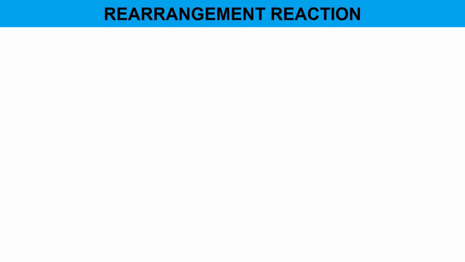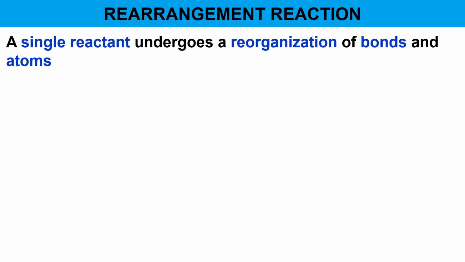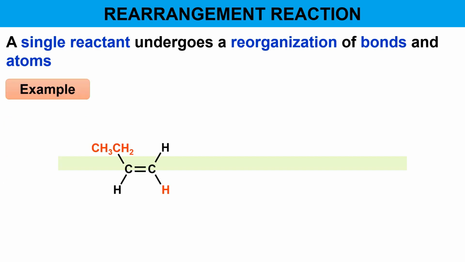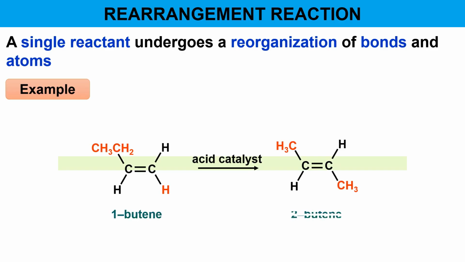Rearrangement reaction. A reaction in which a single reactant undergoes a reorganization of bonds and atoms. Example: 1-butene undergoes rearrangement to become 2-butene, in the presence of acid as catalyst.